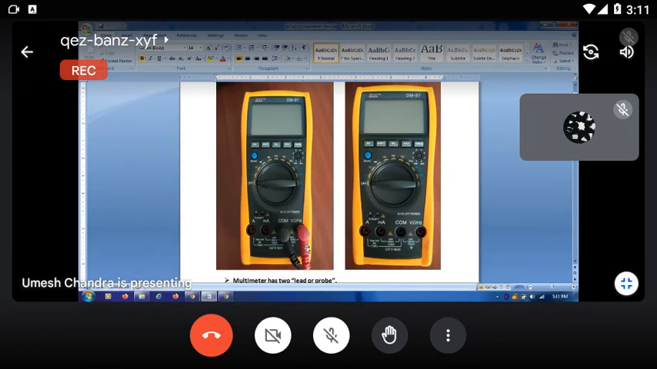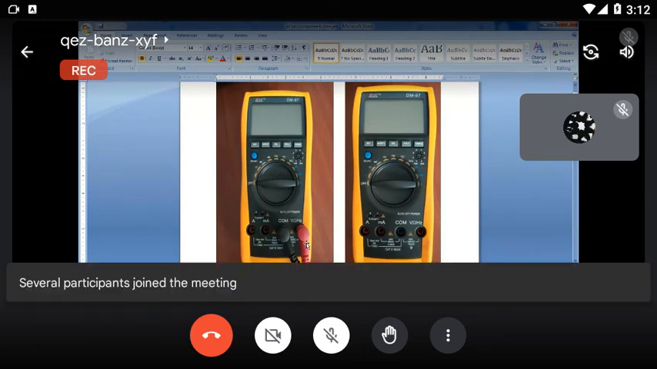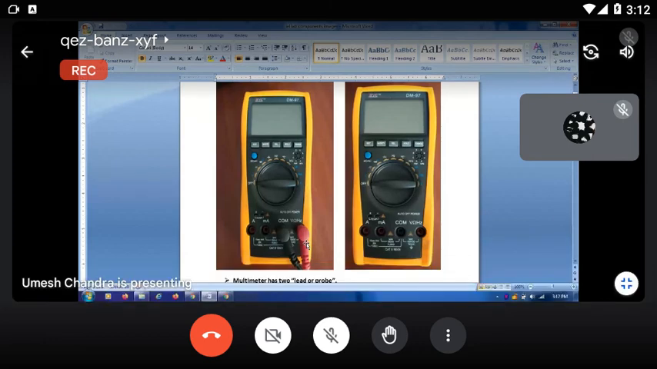In other cases, when you measure resistance value, AC voltage or DC voltage, your red probe is connected in the last point. Suppose you want to measure current, but the red probe is connected to the voltage point. In that case, your multimeter may be damaged.